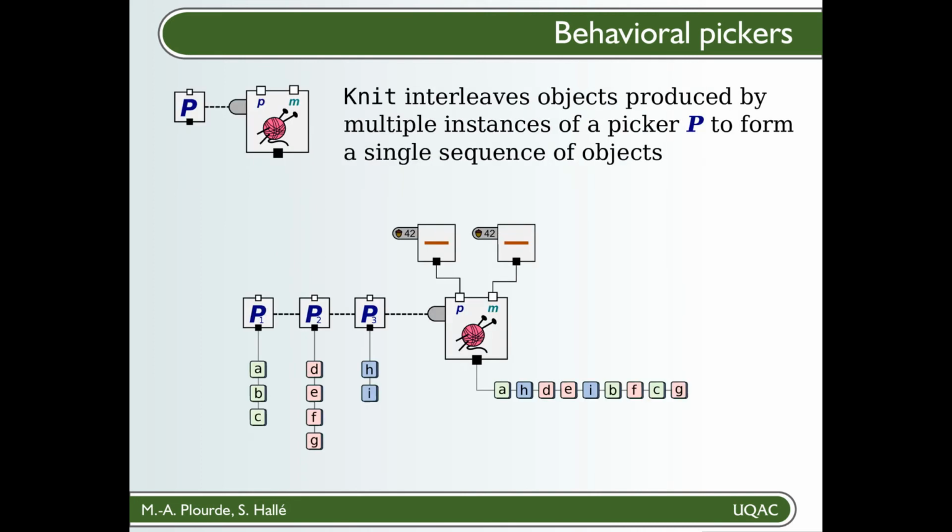One last picker that deserves some attention is nit, which takes other behavioral pickers as its input and interleaves the objects they produce in a single sequence of objects. It is a relatively complex picker, but you get the gist of how it works in the example shown here. The nit instance is given three instances of some other picker P, and you can see below each of them the objects that they produce on their respective calls to pick. P1 produces A, B, and C, P2 produces D, E, F, G, and so on. At the bottom right, you can see a possible output of the nit picker.